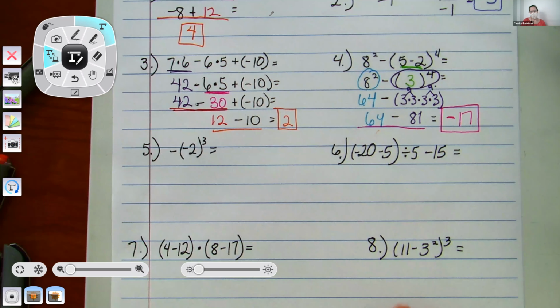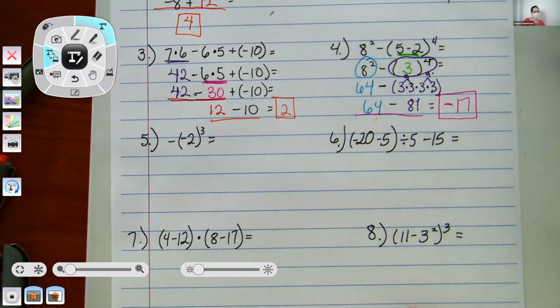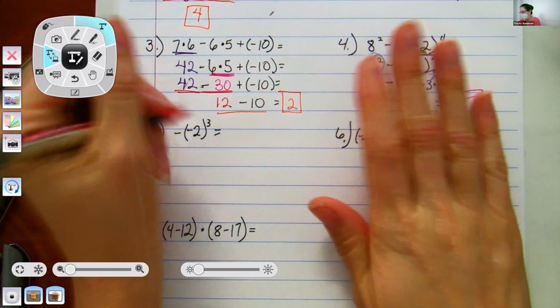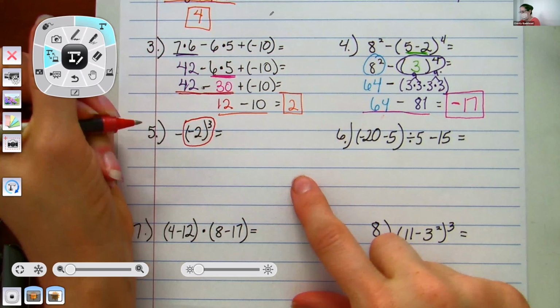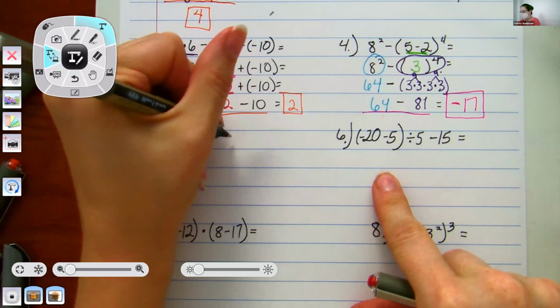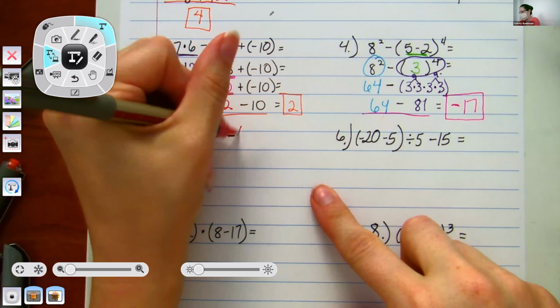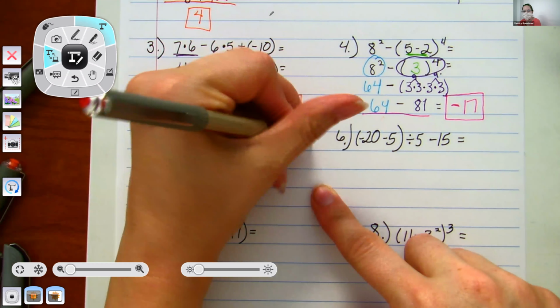All right. Number 5. So there's nothing on the inside of those parentheses that I need to actually do. It's just the number negative 2 in there. So I do need to do the exponent, which is negative 2 to the power of 3. What I'll do is keep that negative right there. That's just going to stay in the front. And then it's going to be negative 2 times negative 2 times negative 2.